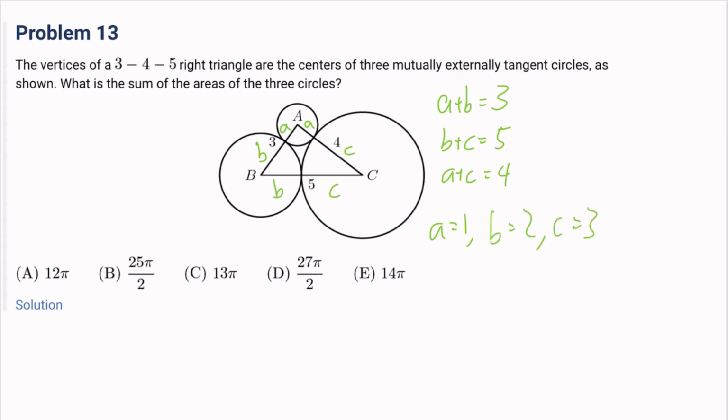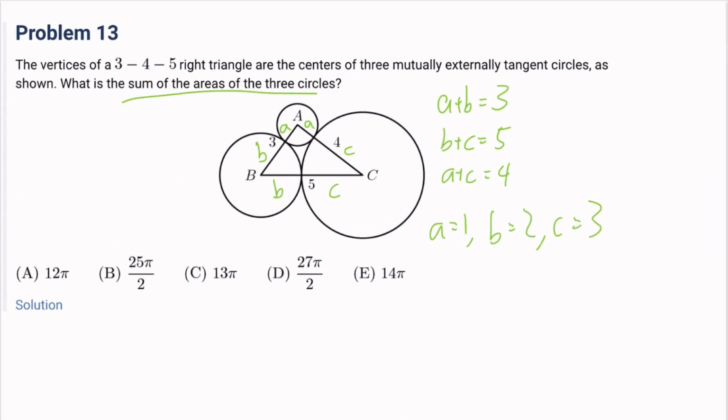And then you can just look and check. So this is 1, this is 2, that gives us a sum of 3. This is 3, sorry, that's 2 and 3, that gives us 5. This is 1 and 3, that gives us 4. And so the sum of the areas of the 3 circles, C is equal to 3, right?